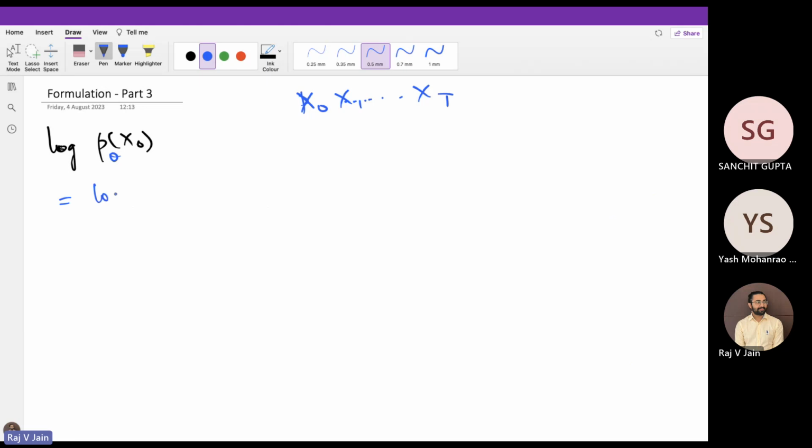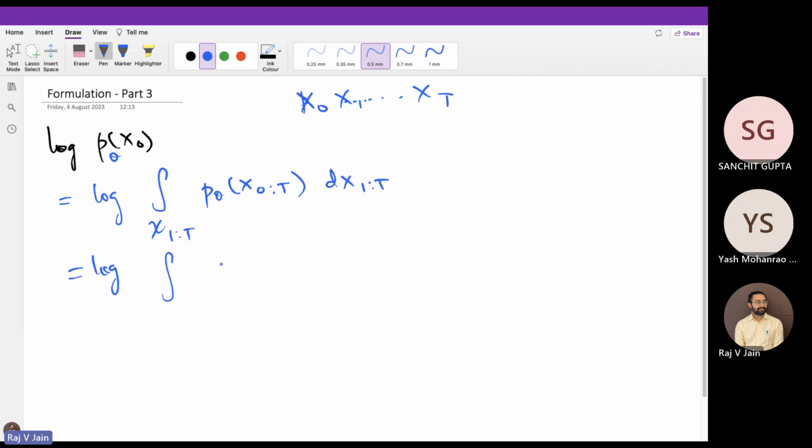Right? Multiple, I mean, yeah. So sum of, I mean, right? So marginalizing over all these variables x1 to T, P theta of x naught to T, right? Sum of this one, dx1 to T, right? Now this can be written as log of integral.